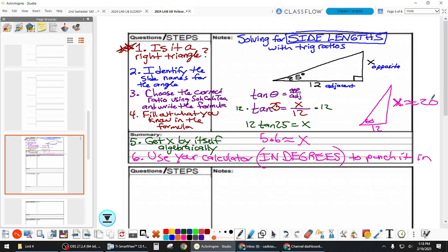And that's true all the way around our unit circle, or in this case for our angles all the way up to 90. Push tangent of 90. Uh-oh. What did it say? Error domain. You broke it. This is error domain.